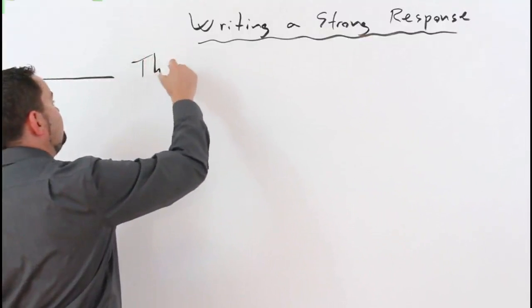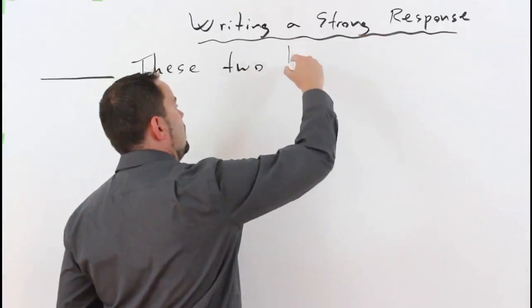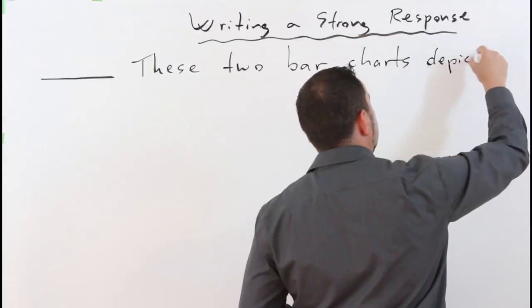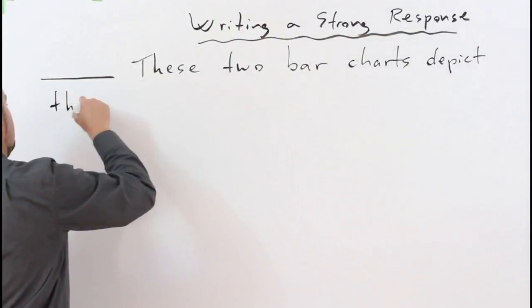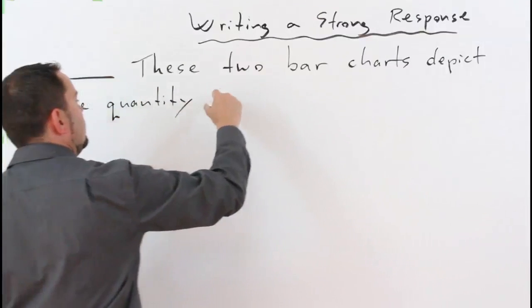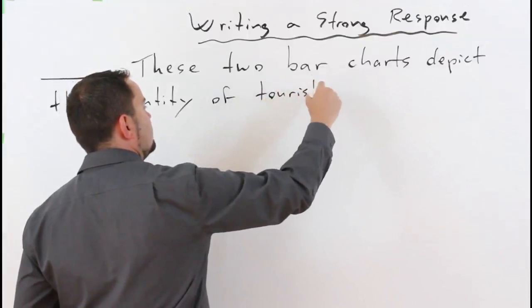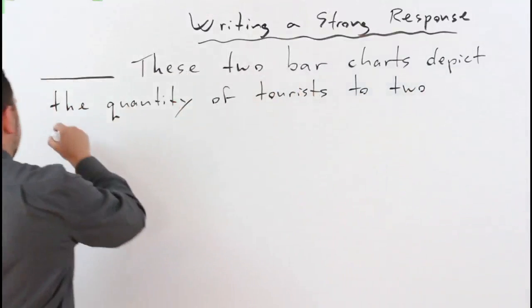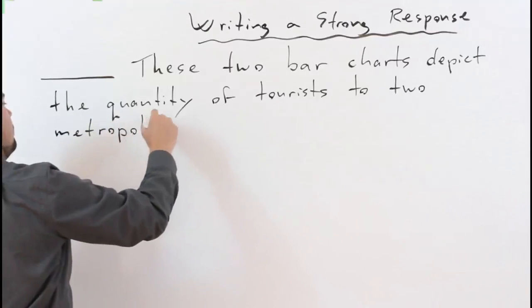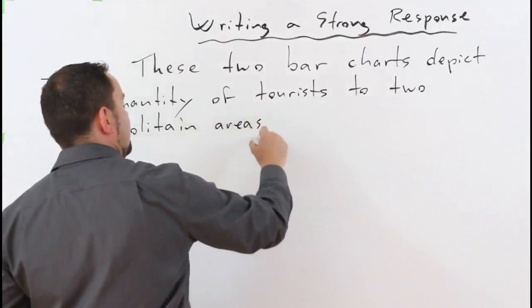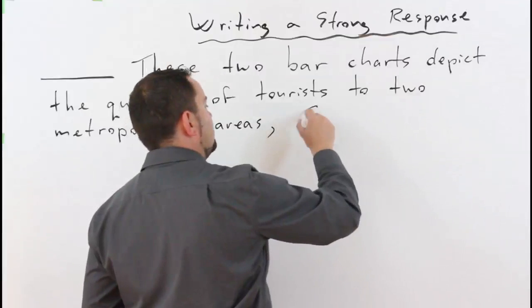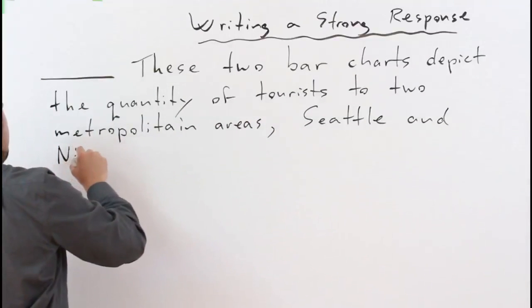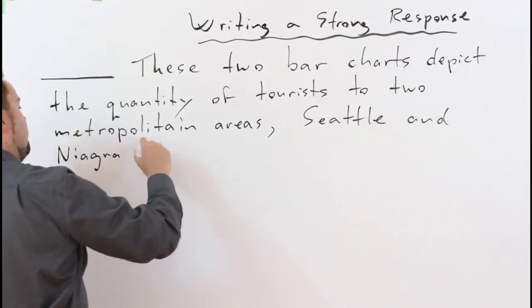So these two bar charts depict the quantity of tourists to two metropolitan areas, Seattle and Niagara Falls.